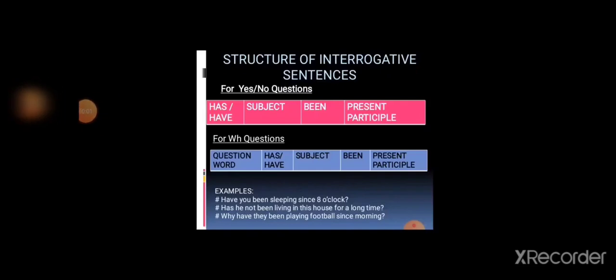Now see the structure of interrogative sentences. So for yes no questions we use has or have first, then subject, then been, and then present participle. Now for question word questions, which begin with question words, we use the question word, has or have, subject, then been, and then present participle.